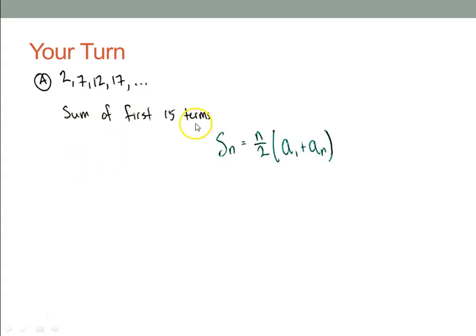What's the sum of the first 15 terms? I gave you one of the formulas already. You know that you'll need this one. Go ahead and pause the video and see if you can find the sum of the first 15 terms.